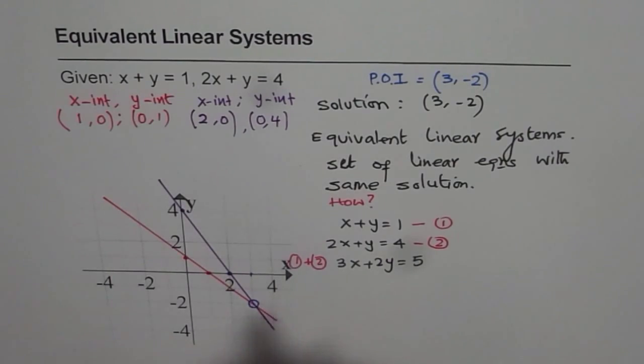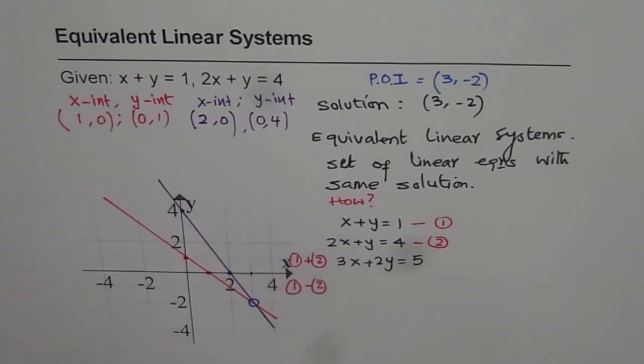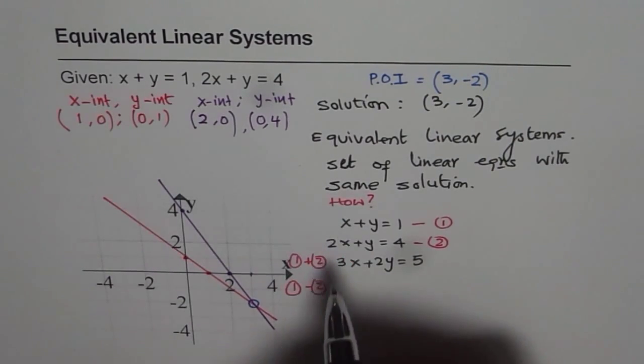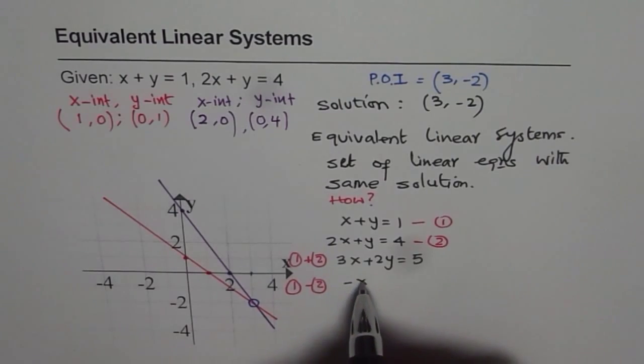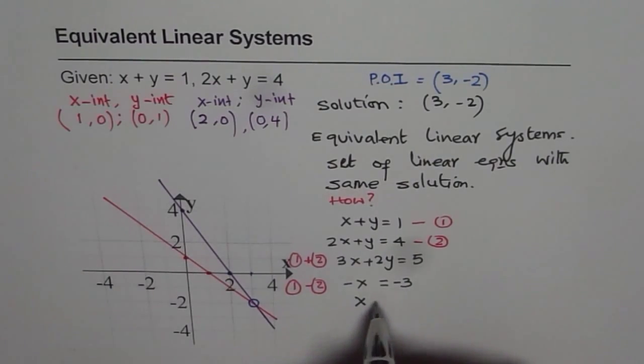Okay, now let me do this part. Subtract these two equations, 1 minus 2. Now if I do 1 minus 2, what do I get? I get minus x, y minus y is 0, and here I get minus 3. Or I can say x is equal to 3.